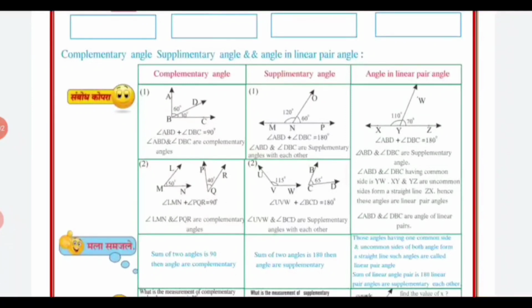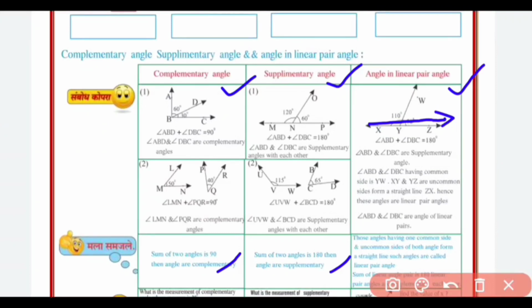So as you all can see here, again one concept corner is given about complementary angle, supplementary angle and angles in linear pair. What you have to remember? You have to remember that sum of two angles is 90, then they are known as complementary angles. If sum of two angles is 180 degree, then they are known as supplementary angles. And the angles having common side and uncommon side both, but if they are in the straight line, they are known as angles in linear pair and their total is also 180 degree. So these are the angles in linear pair.